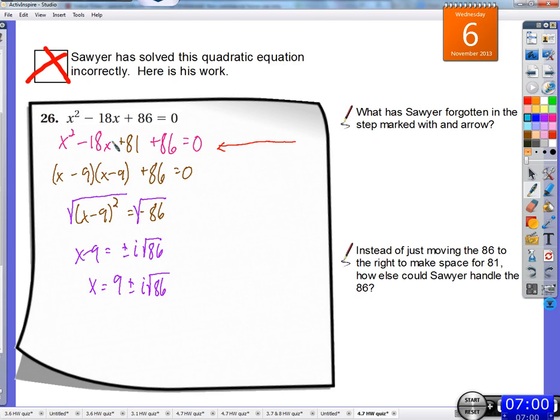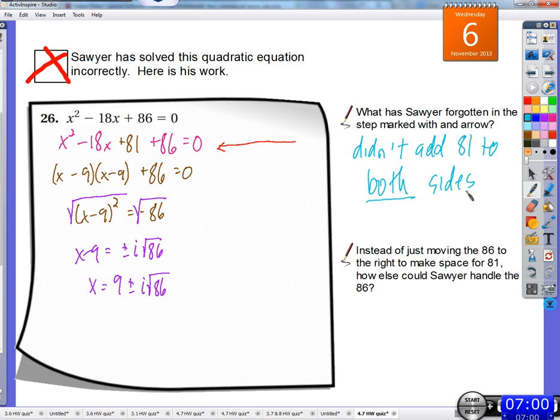Yes. He's introduced this new 81 on the left side. He can't just do it on the left side. He's got to also keep it in balance. The cardinal sin of algebra is to throw the equation out of balance. That's the most basic idea. Don't throw it out of balance. So what he didn't do, he didn't add 81 to both sides. He added it to the left side only.